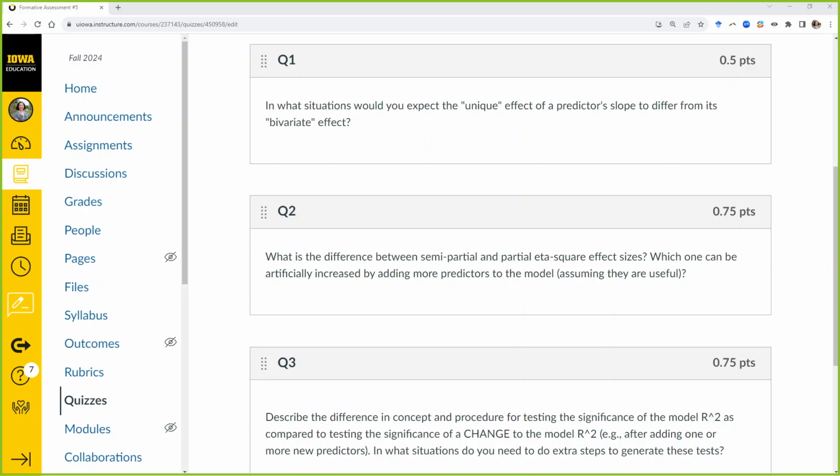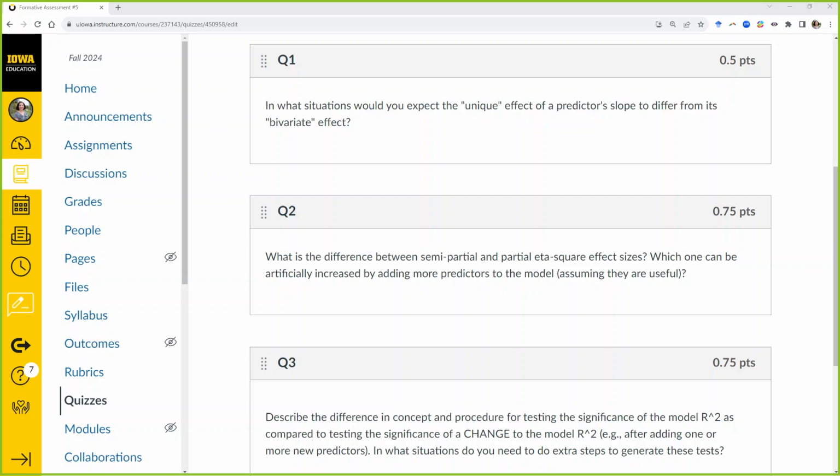And so when we look at that second question of which one can be artificially increased by adding more predictors to the model, the partial eta effect size can be modified by adding more predictors, right? Like Lisa talked about, if we have 10 predictors in a model, that residual variance is very likely going to be less than if we have only 5 predictors in a model. And so that partial eta is going to be different because we're not talking about the total variance anymore in the denominator. We're talking about that residual variance and what's left over with that model, right?